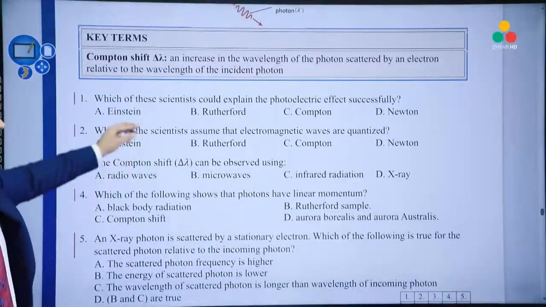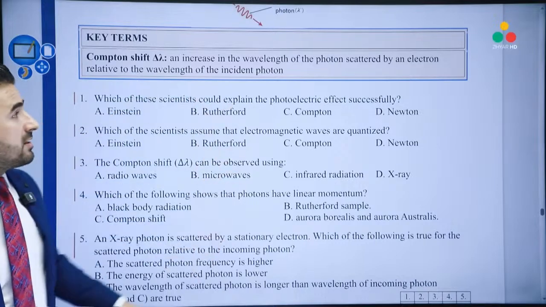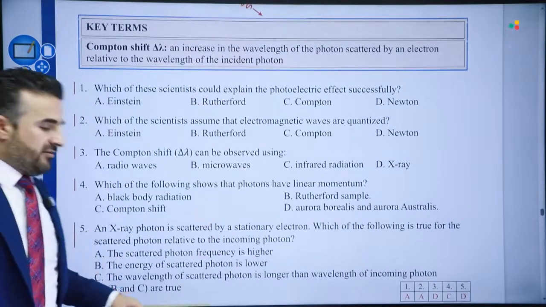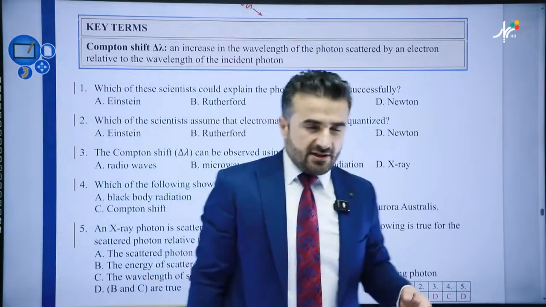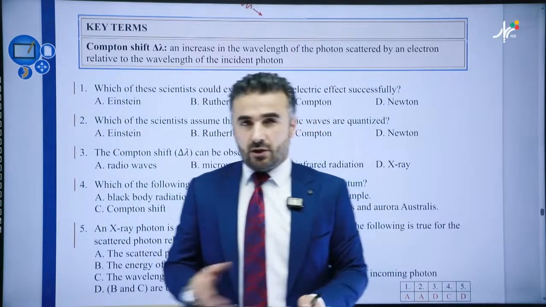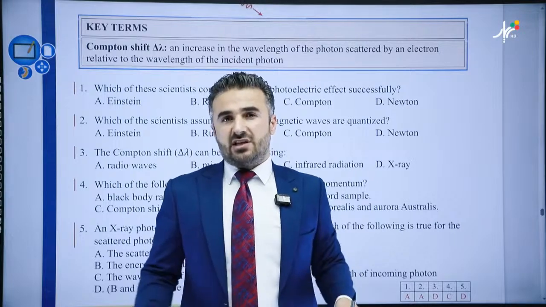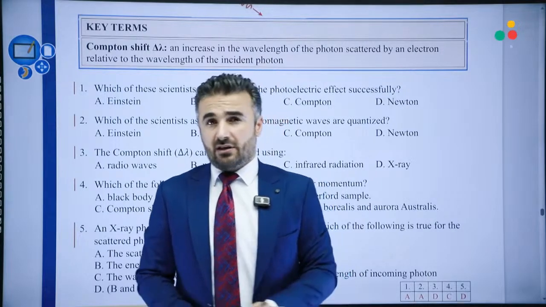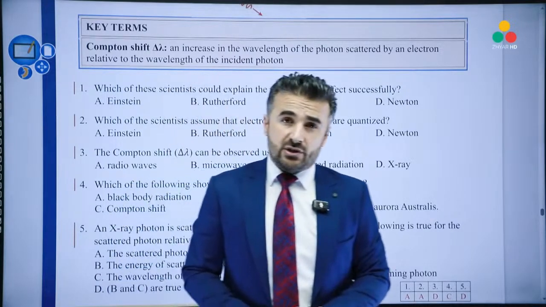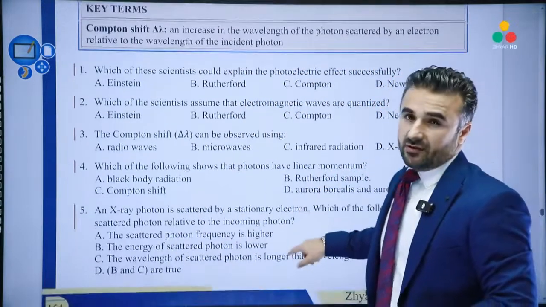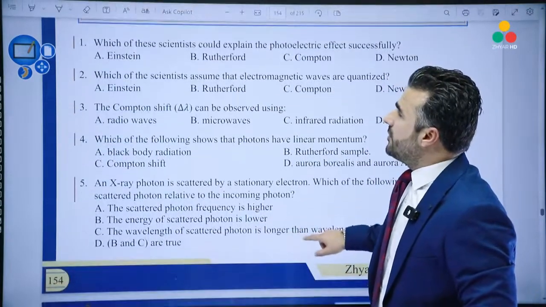If you want to define that, we say it is the increase in the wavelength of a photon scattered by an electron relative to the wavelength of the incident photon. If I summarize, it is the increase in the photon's wavelength after being scattered from an electron, compared to the incident wavelength.